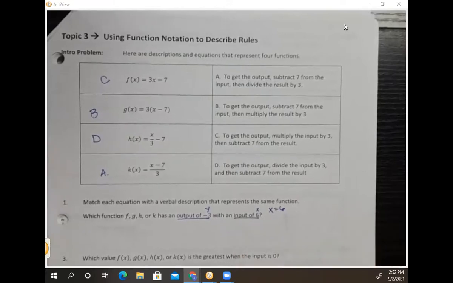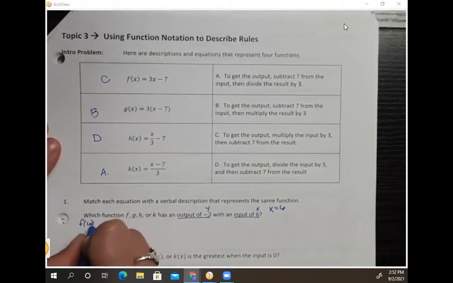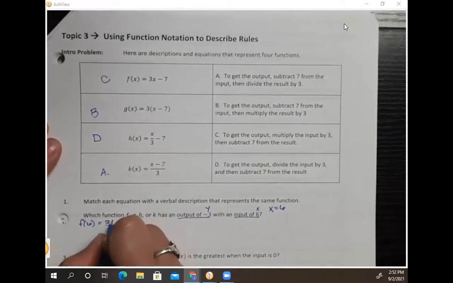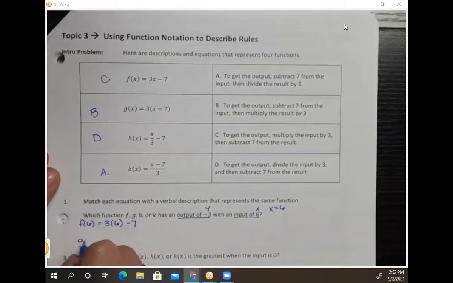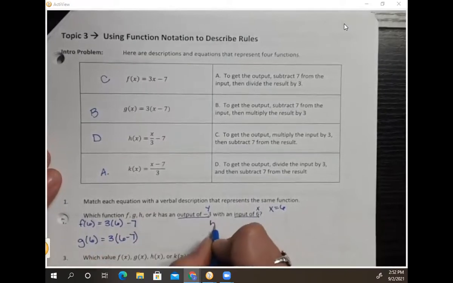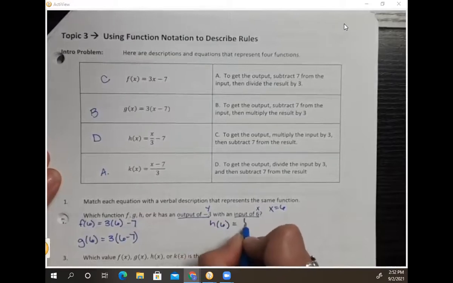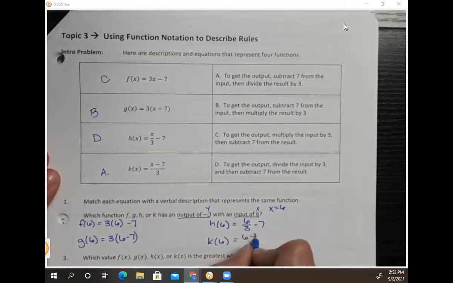You guys have done this before. So that's what I'm going to do for each of these functions. I'm going to plug in x equals 6. So I'll have f of 6, which means I'll take 3 times 6 and then subtract 7. I'll do g of 6, which means I will take 3 times, in parentheses, 6 minus 7. I'll find h of 6, which means I'm going to take 6 and divide it by 3 and then subtract 7. And I'll find k of 6. So I'll take 6 minus 7 and then divide by 3.